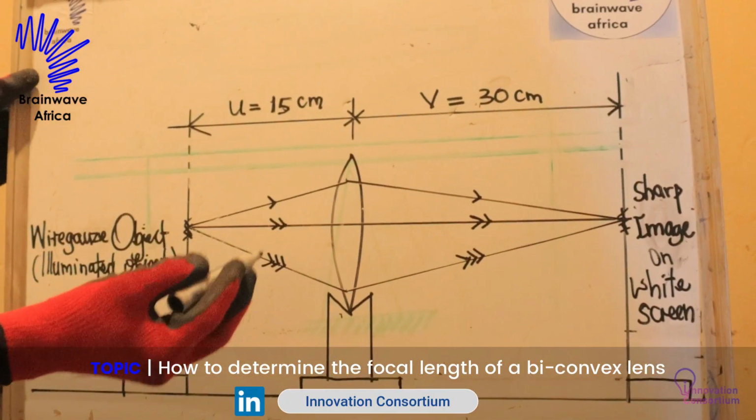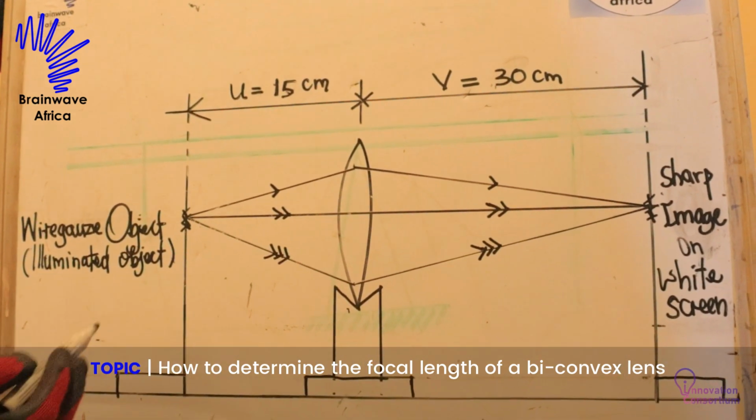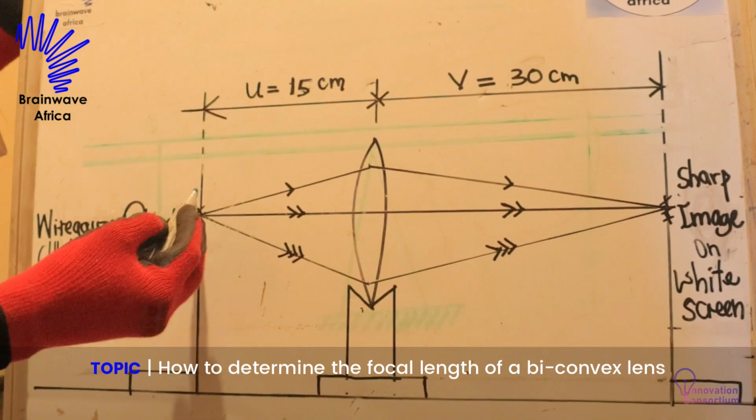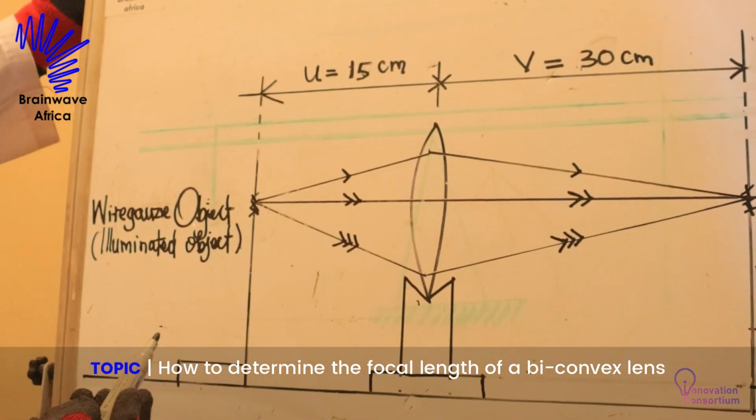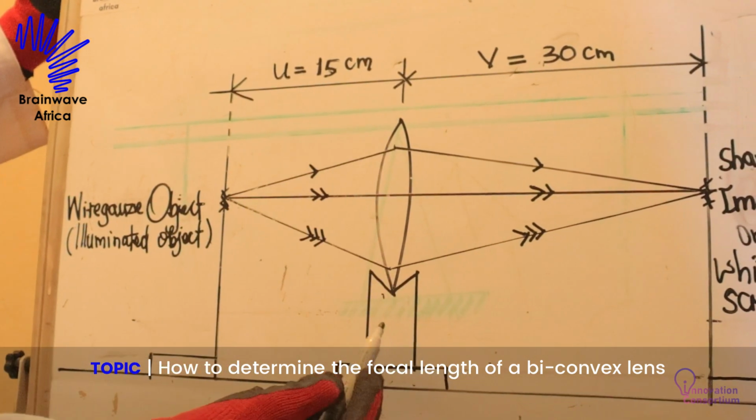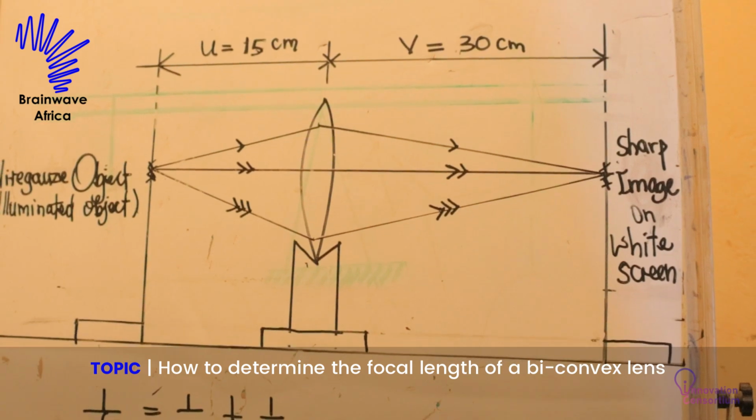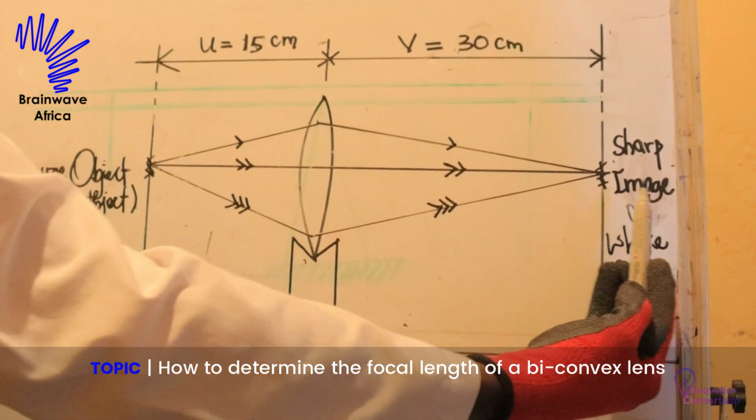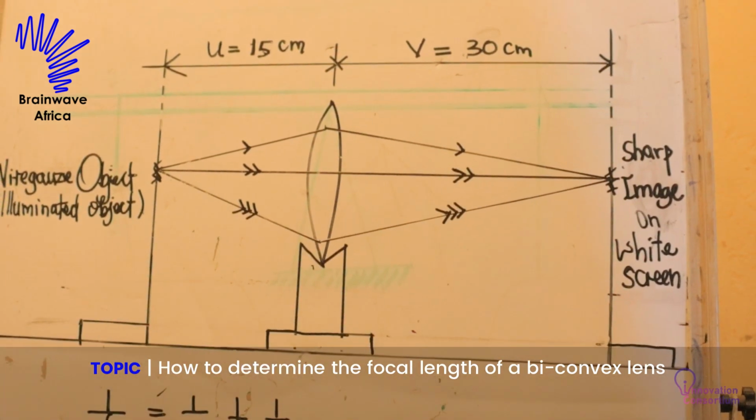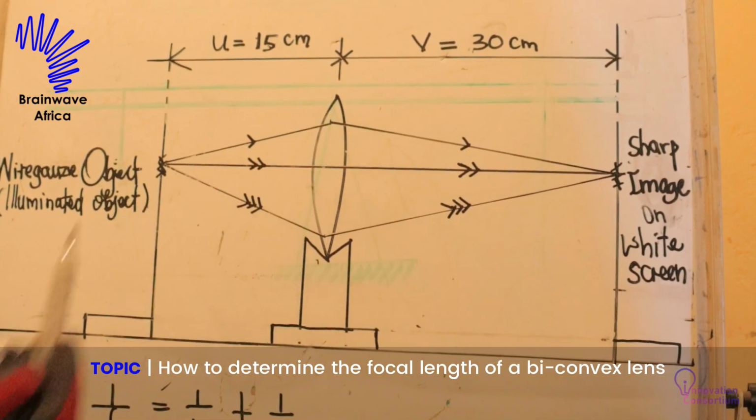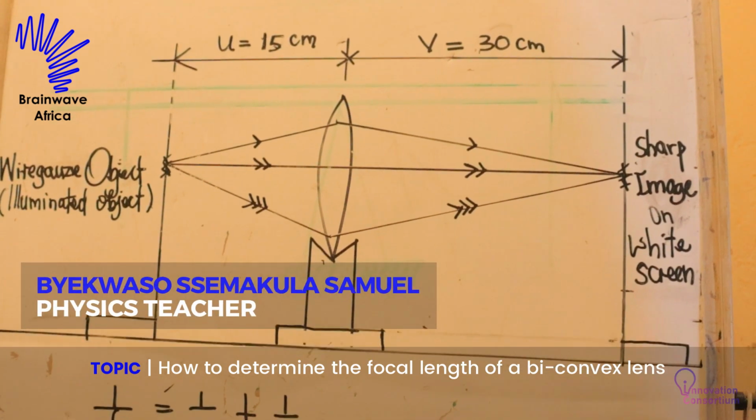Here is a diagram which is illustrating what we have just done practically. Here we have our illuminated object in form of a wire gauze. We have our lens, and we had our object distance as 15 centimeters. And when we adjusted our screen, we were able to find our image at a distance of 30 centimeters from the lens. Now we go on to use the lens formula.